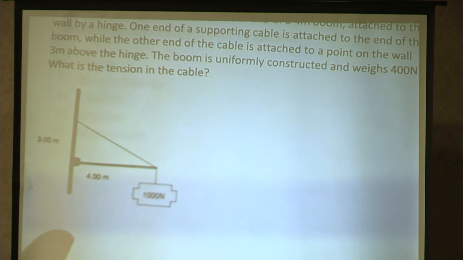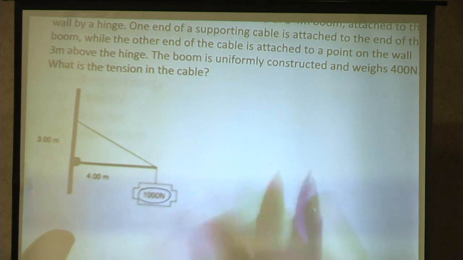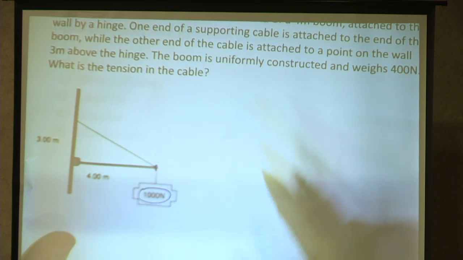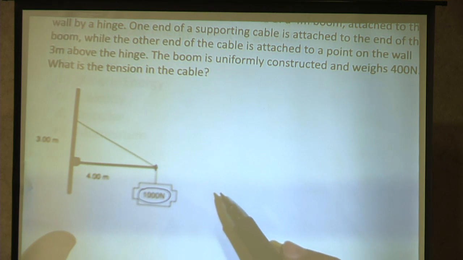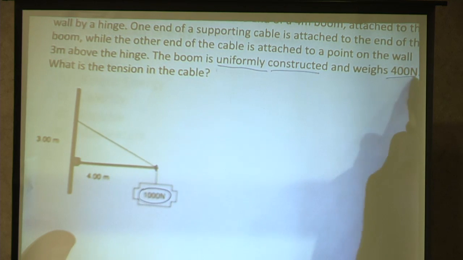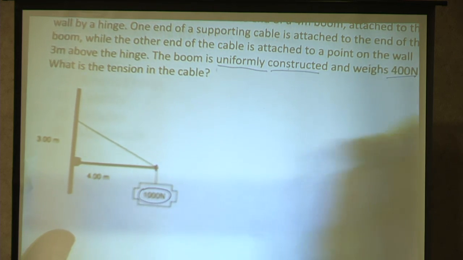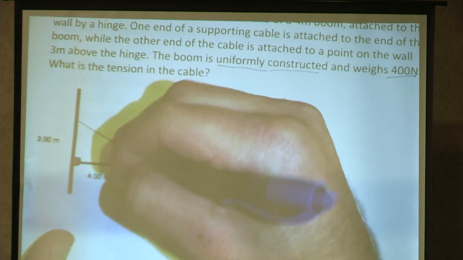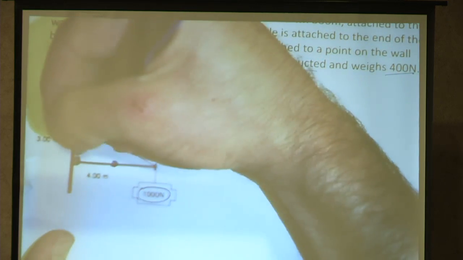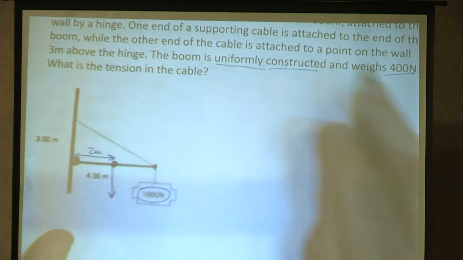So there's a lot of stuff going on. What do we know? So we know that the sign weighs 1,000 newtons, and that acts on the very end of this boom. We know that the boom itself, it's uniformly constructed, and it weighs 400 newtons. So this is kind of like that ladder problem. Because it's uniformly constructed, we assume that all that weight is going to occur at the center of the boom. So somewhere right there, with that distance being 2 meters. And that force downward, that weight, is 400 newtons.